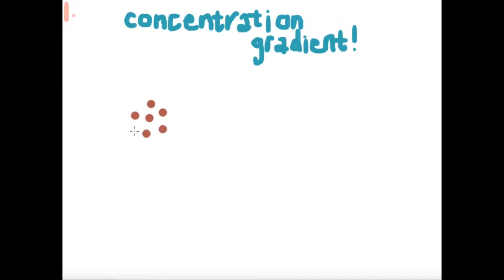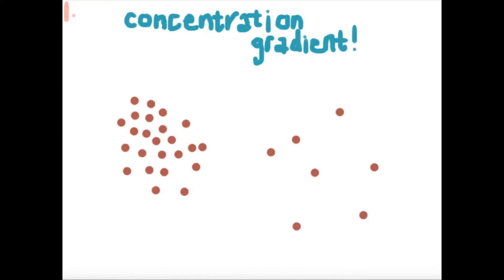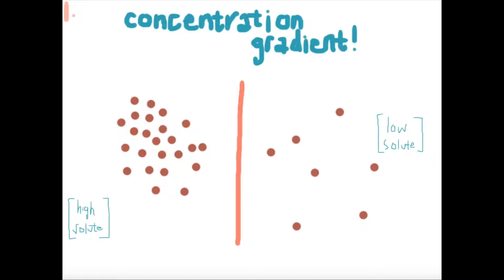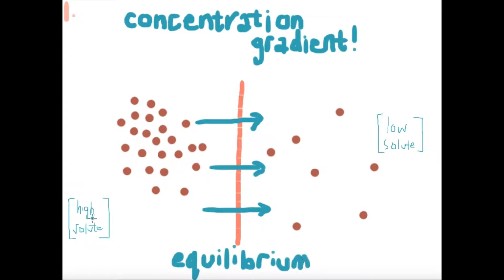In a concentration gradient, there is a region with a high concentration of particles or solute and an area with a significantly lower amount of solute. These two regions may be separated by a layer, like the cell membrane, which in this case is permeable to the solute. Now here you'll see I've added these square-like brackets next to low solute and high solute. These simply notate concentration, so they read as low solute concentration and high solute concentration.